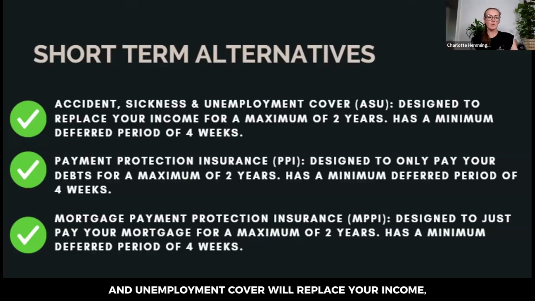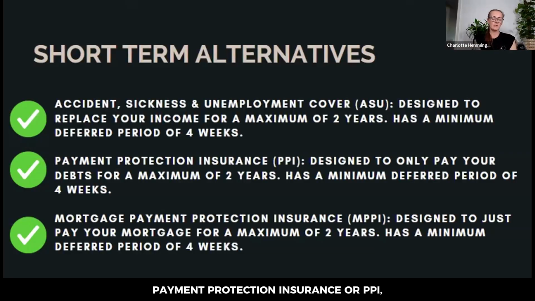Accident, sickness, and unemployment cover will replace your income. So it's a short-term income protection. In effect, it pays out for a maximum of 2 years. At the end of the 2-year period, the policy just ends. That's it. You're not covered anymore. And it has a minimum deferred period of 4 weeks.